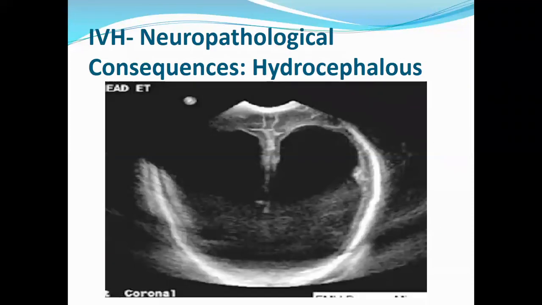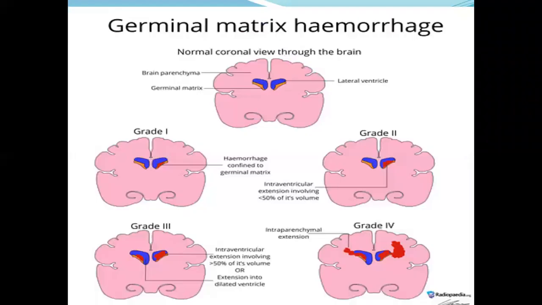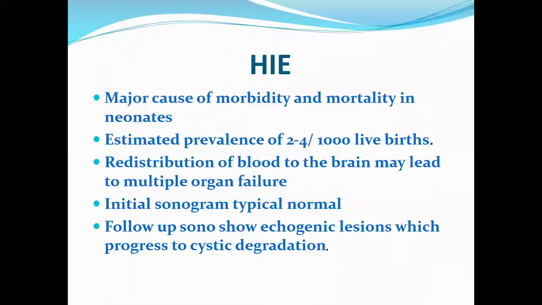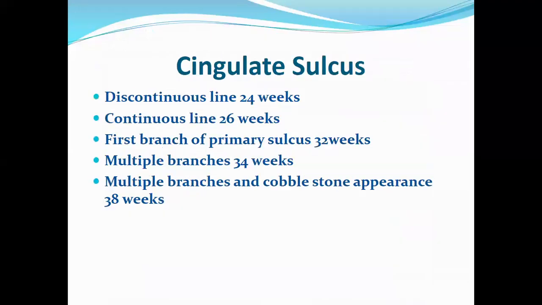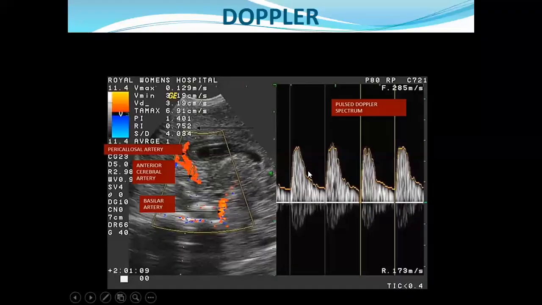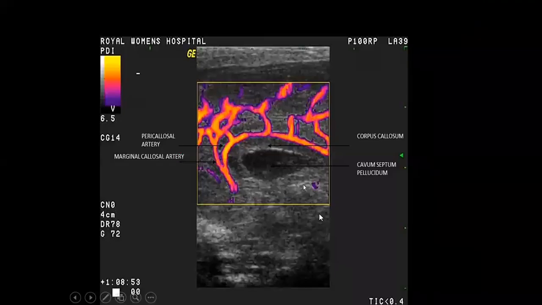You can use Doppler to see increased intracranial pressure in hydrocephalus. You expect this wave to be opposite. This that you are seeing here, if there is increased intracranial pressure, there will be reverse flow. So they will be down there. That's how you know that there is increased intracranial pressure.